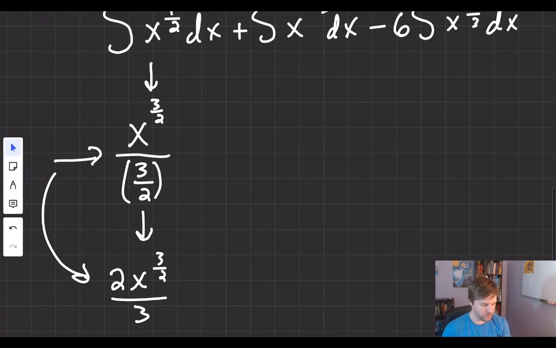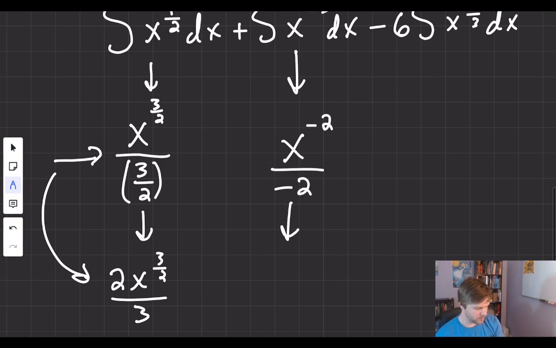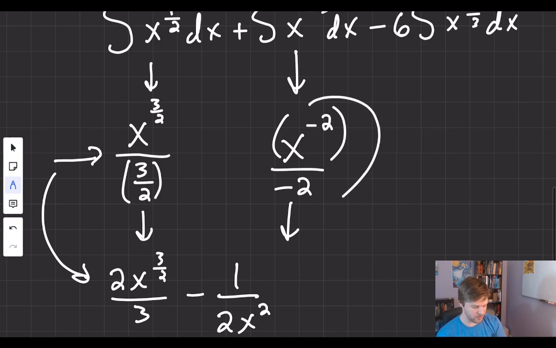Now for the next one, x to the -3. A lot of people make this mistake. They'll make it x to the -4, but remember, we're increasing -3 by 1. So this becomes x to the -2 divided by -2. So I'm going to write that down here as -1/2x squared, because I'm rewriting this as a positive exponent down there. So that's that one.